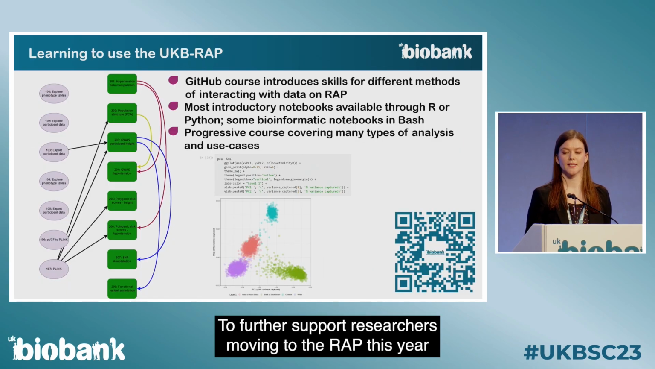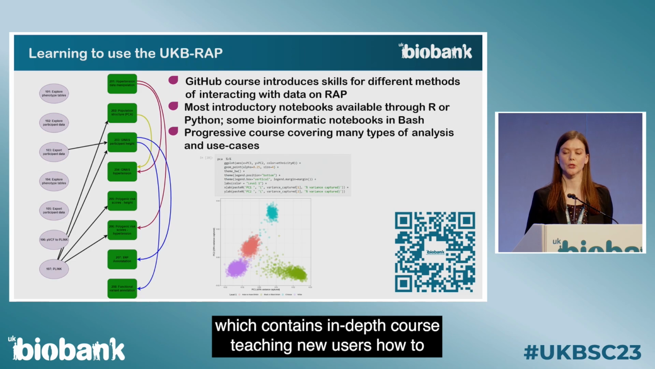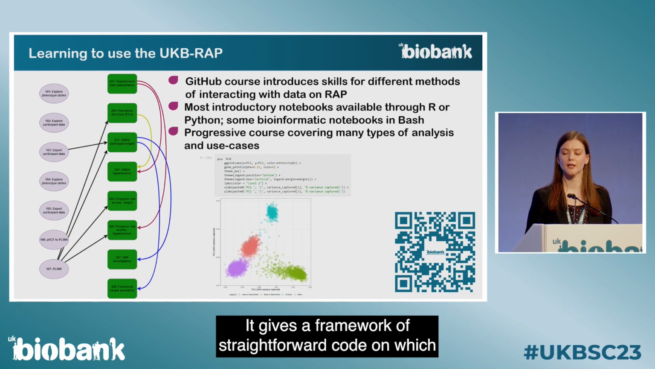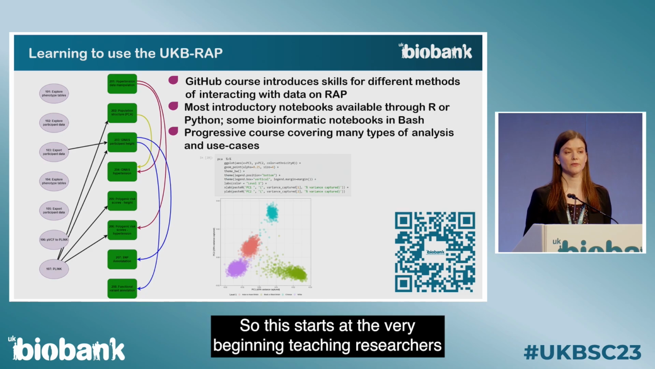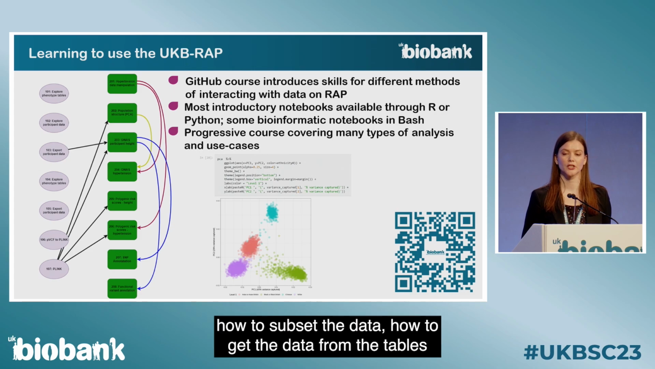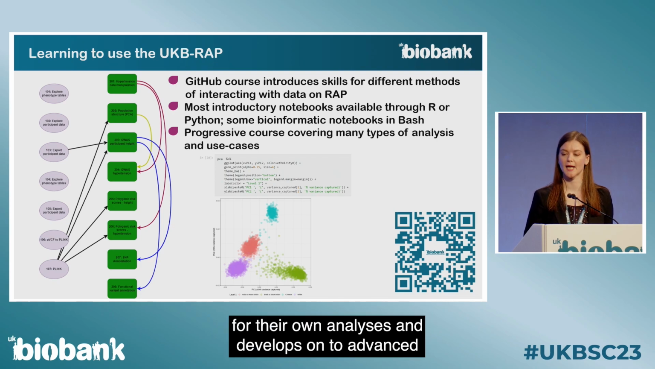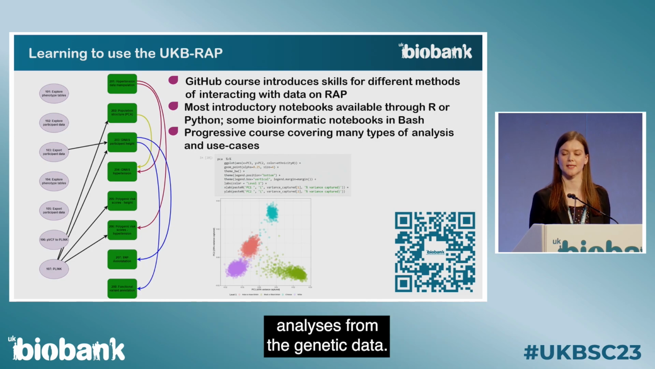To further support researchers moving to the RAP, this year we've launched a public UK Biobank GitHub repository, which contains an in-depth course teaching new users how to interact with the data. It gives a framework of straightforward code on which analyses can be developed. So this starts at the very beginning, teaching researchers how to subset the data, how to get the data from the tables and join it together to ensure that they have the right set for their own analyses, and develops on to advanced lessons such as producing and graphing principal component analyses from the genetic data.